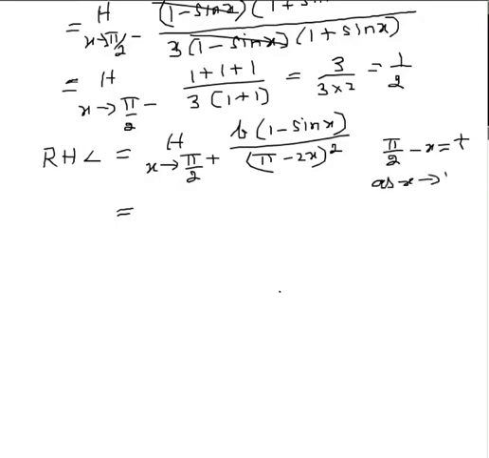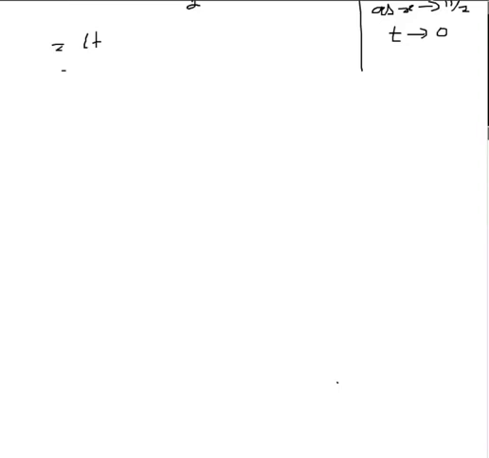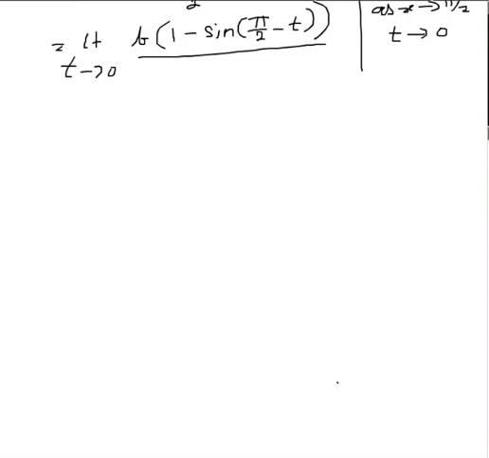As x tends to pi by 2, t tends to 0. Let us substitute limit x tending to pi by 2. We will change it to t. So t tending to 0, b into 1 minus sine x, where x is pi by 2 minus t, divided by pi minus 2 times x, where x is pi by 2 minus t. So pi minus pi plus 2t becomes 2t the whole square.